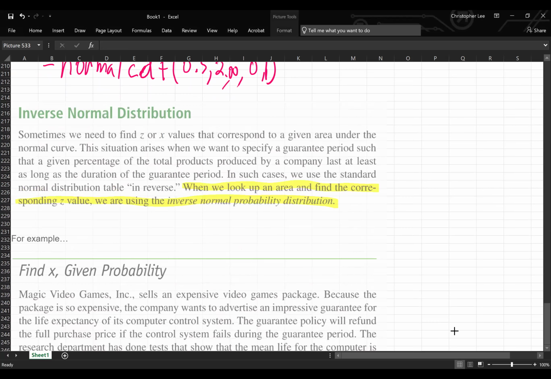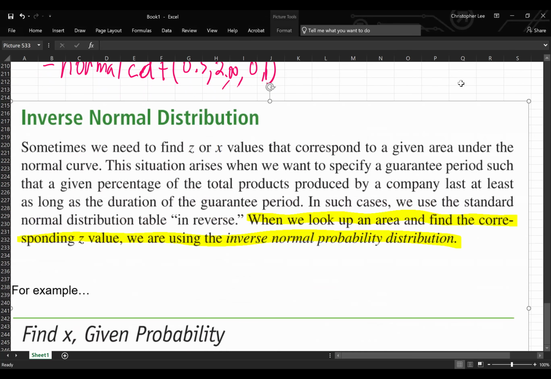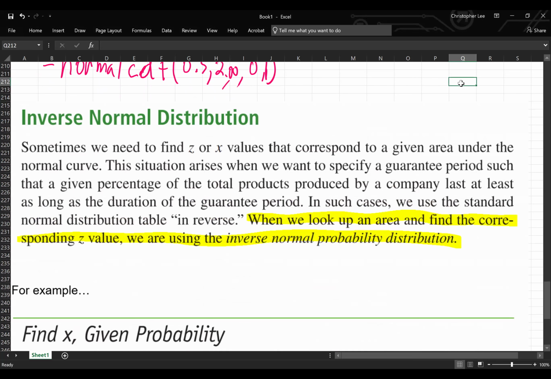And yet we can do that in the calculator? Mm-hmm. Normal distribution. So this is called inverse. Huh? It's in your calculator. I'll show you where.